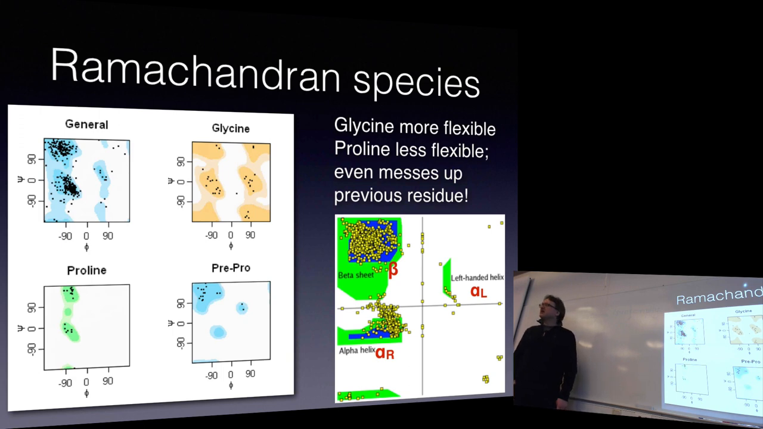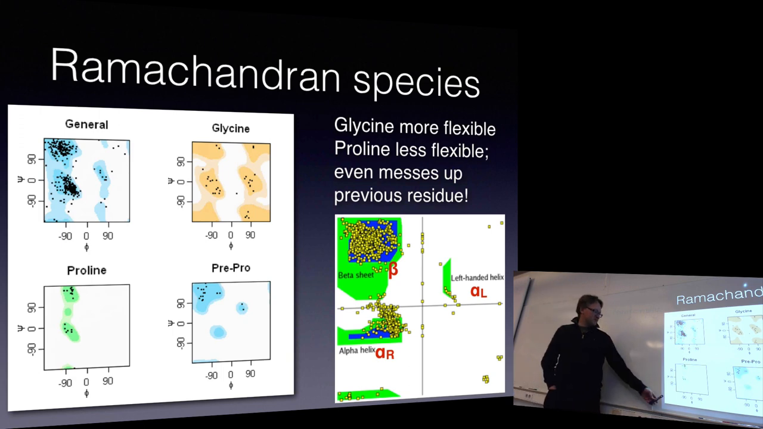So proline has a ring in it, right? So that's not a coincidence. The phi angle, that would break the ring. So the proline has to be at a phi value of roughly minus 90. It can't change from that. So proline can pretty much only be along that line.